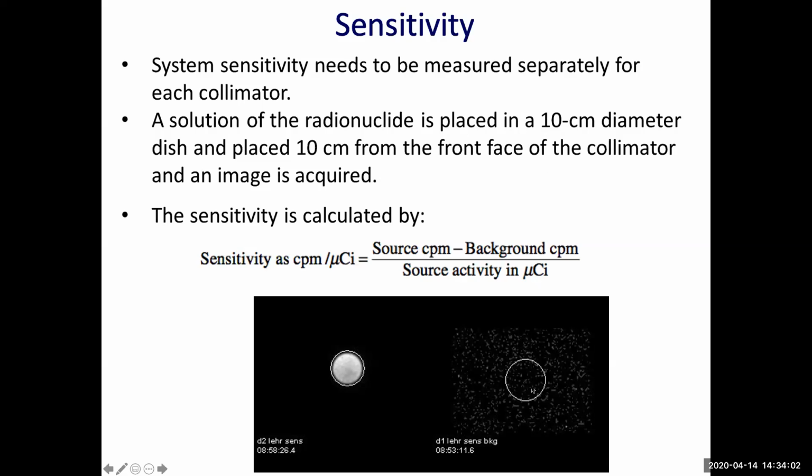A second image is recorded for an equal imaging time with the source removed to provide a measure of the background. So to calculate the sensitivity, we take the counts per minute of this source, subtract the background counts per minute, and divide by the source activity in microcuries, okay? And we get the sensitivity, which is counts per minute per microcurie. How many counts per minute will be detected for each microcurie of activity of our source?